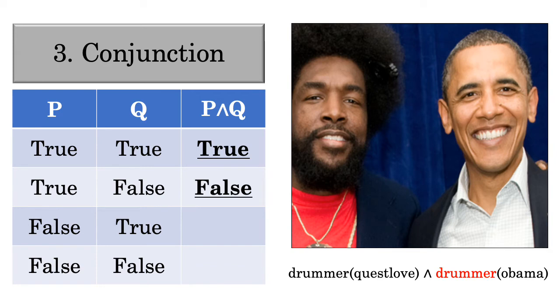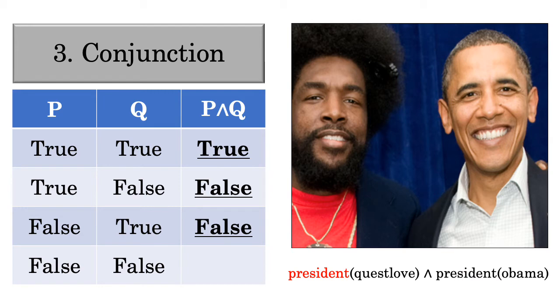Now let's look at the second row, where P is true and Q is false. We've changed our example. Suppose that we claim both Questlove and Obama are drummers. Well, it's true that Questlove is a drummer, so P will be true, but it's false that Obama is a drummer, so Q will be false. So note that it's false that both Questlove and Obama are drummers.